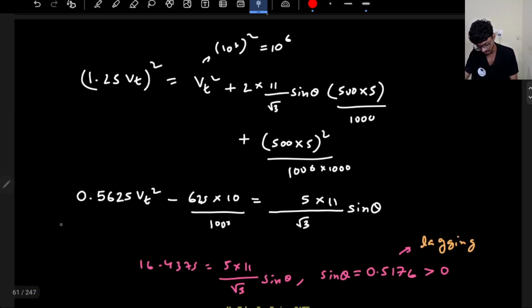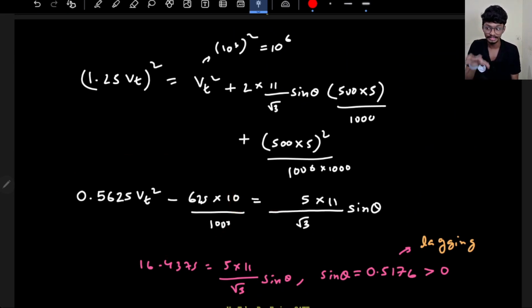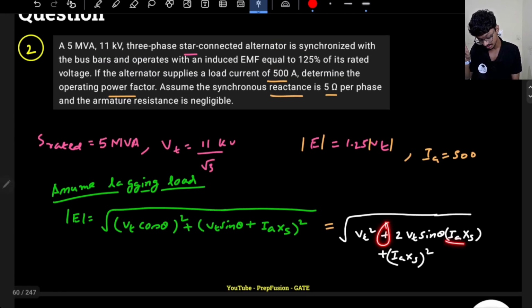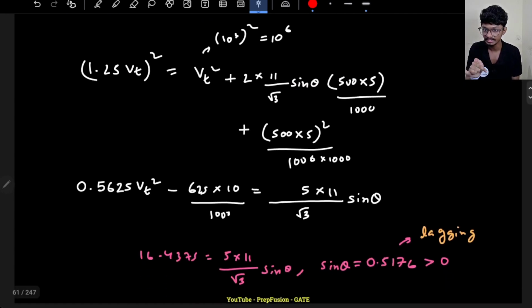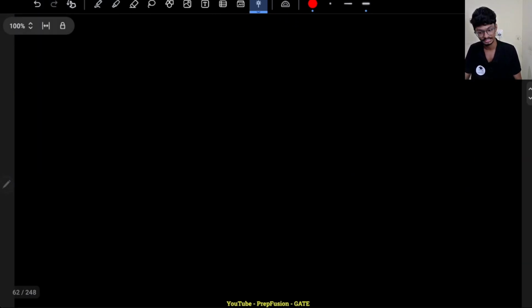This will still be positive, right? And on the right hand side I still have a negative. Automatically your theta will come out to be negative. So if you would have assumed a leading load, then the theta would have come out to be negative. That means your initial assumption was incorrect, right? If your theta comes out to be positive, your initial assumption that the load is lagging was correct. But if your theta comes out to be negative, that means your initial assumption was wrong, because the sign of theta was already taken care of while writing this formula. Here theta is coming out to be positive, so our initial assumption was correct.